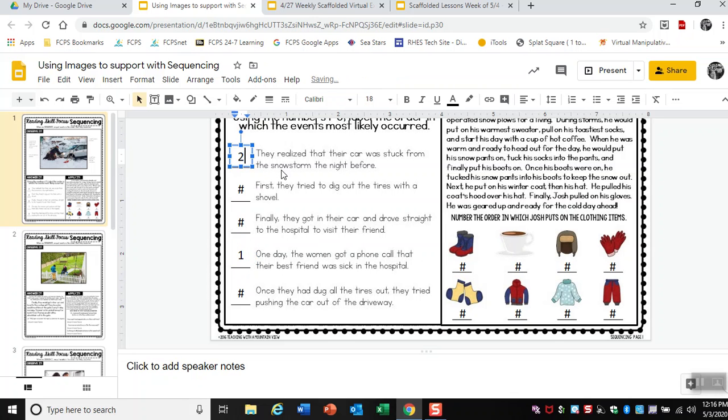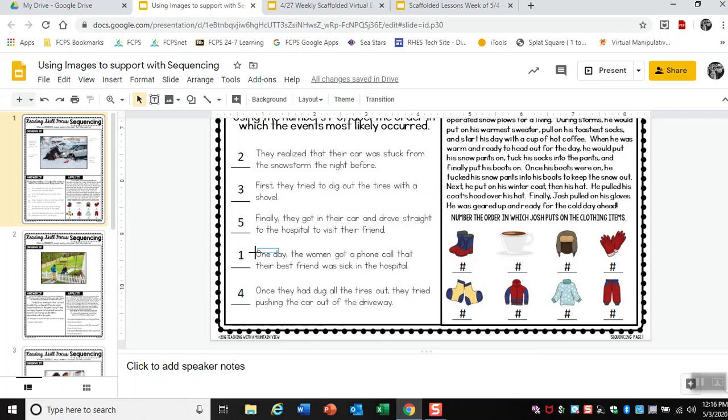and they looked and they realized that their car was stuck from the night before. So then they must have tried to dig the tires out with a shovel. And then I think they probably, once those tires were dug out, because that would happen afterwards, they tried pushing the car out of the driveway, and then they were finally able to get the car out and they drove to visit their friends. So as we can see, we ordered this, and I'm going to reread it to make sure that it makes sense. So I'm going to reread what I said first that happened. One day, the woman got a phone call that their best friend was sick in the hospital.